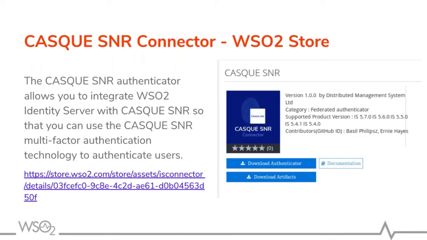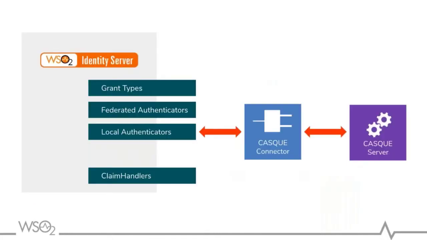The Casque SNR connector is a local authenticator, which can be easily found in our WSO2 store, and you can download it and use it as a strong authentication step in the multi-factor authentication flow. If you have a Casque server available, you can freely download this connector and its artifacts from the connector store and configure it with WSO2 Identity Server. And this process is really easy and understandable. Once you configure it, you are ready to use the Casque connector. So as I told you, Identity Server has a lot of extension points. So from the local authenticators, the Casque connector is connected to the Casque server, which you can use to log into any application.